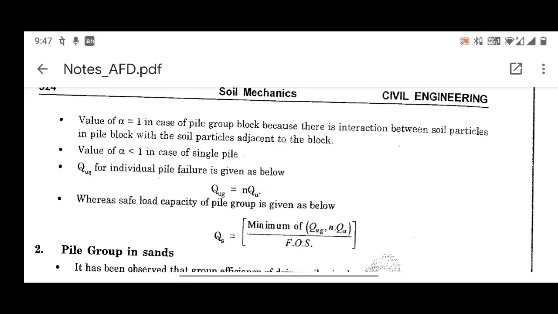Now if somebody asks you what will be the safe load capacity of the pile group, then it will be the minimum of these two cases, the block failure case and the individual failure case. So whatever minimum value you get, that will be the ultimate load on the pile group, divided by the factor of safety, that will give you the safe load.